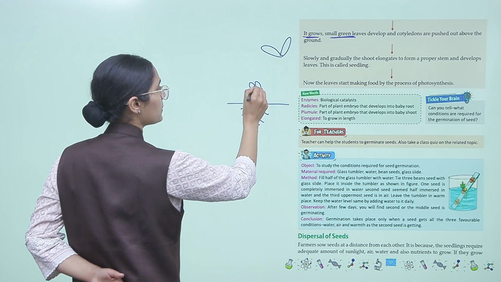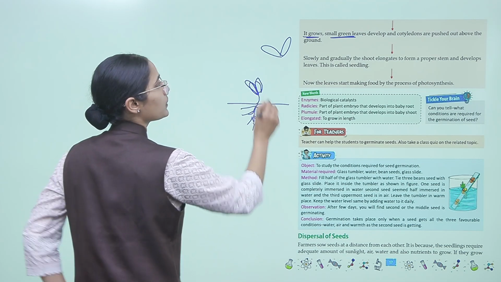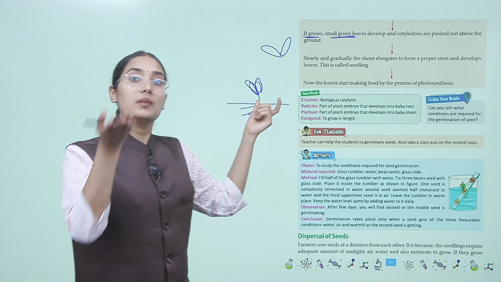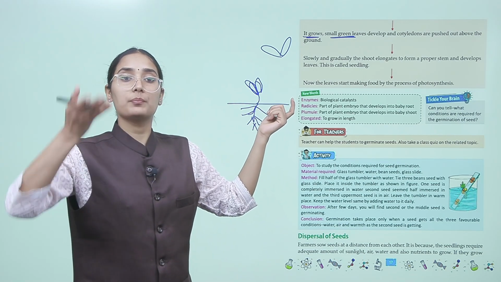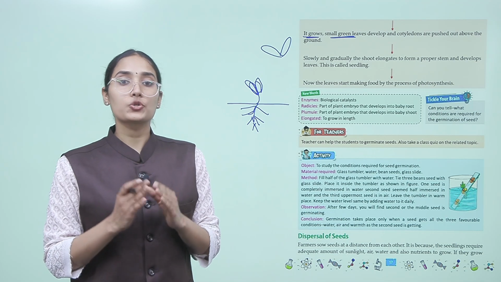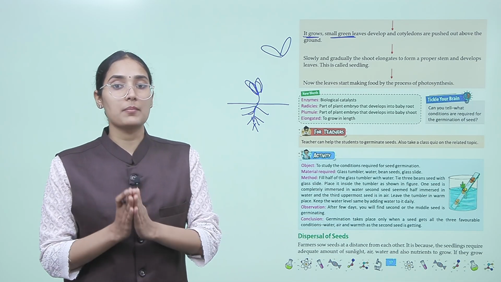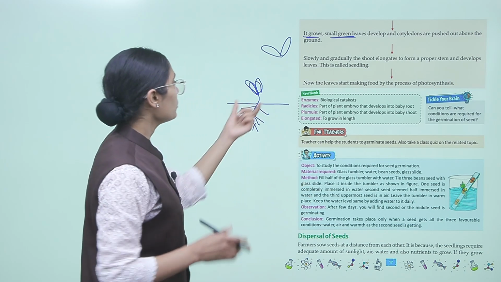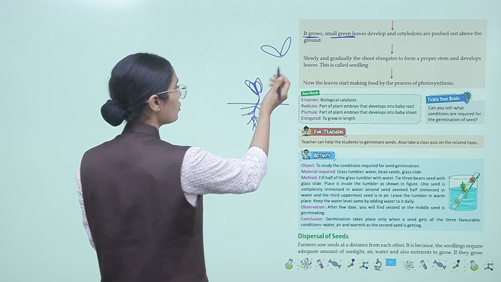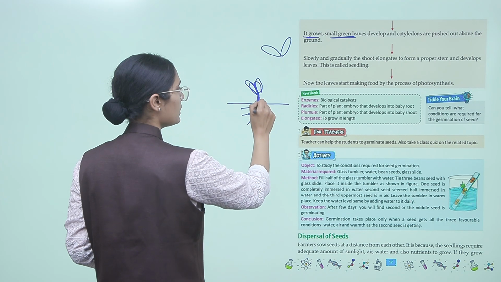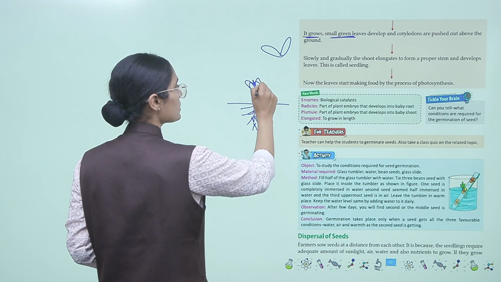These are pushed up above the ground. So the cotyledons come out of the ground, up the ground. Now what happens next? Slowly and gradually the shoot elongates to form a proper stem and develops leaves. This is called a seedling. Now this part continues to grow. So slowly this stem part increases in size.